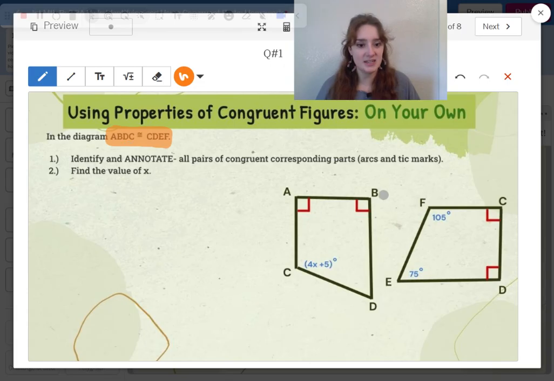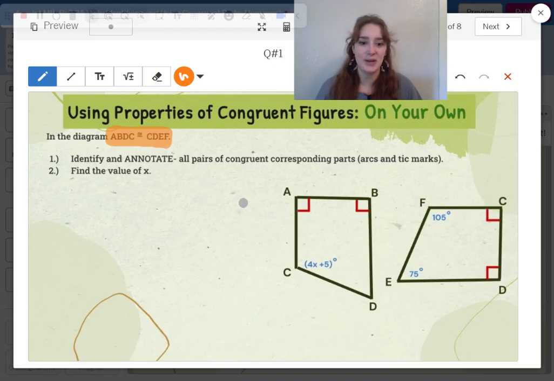So ABDC, this first figure is congruent to the second figure. We want to annotate, showing all of our work and all of our annotations. Remember, for corresponding angles we use arcs. For corresponding sides that are congruent, we use tick marks. Finding the value of x is our mission. That is our goal.